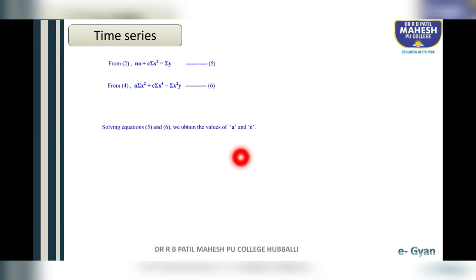Here, students, as you know, using the formula we already find the value of b. Again you have to find the values of a and c. To find the values of a and c, we solve equations 5 and 6. Students, by substituting the values of x in the trend equation, the corresponding trend values can be obtained.